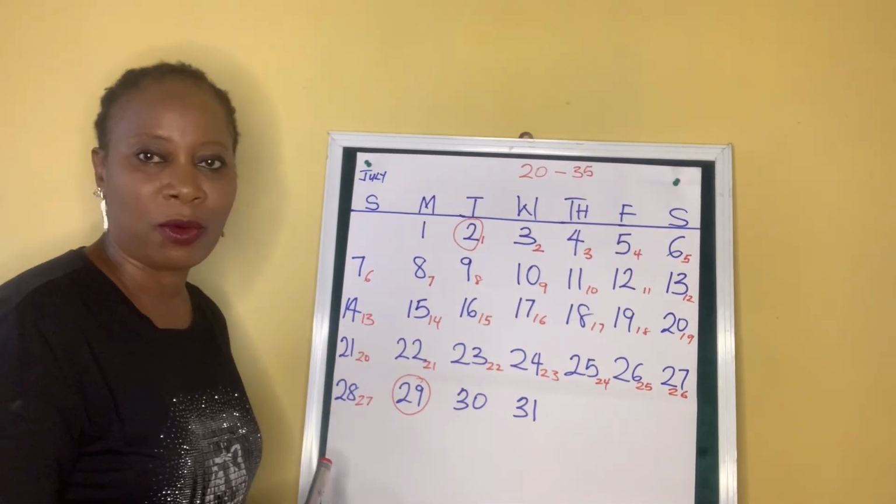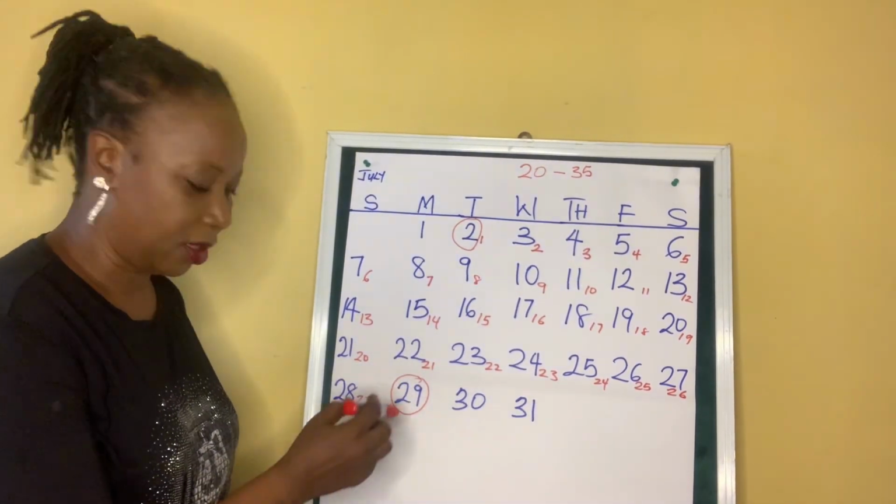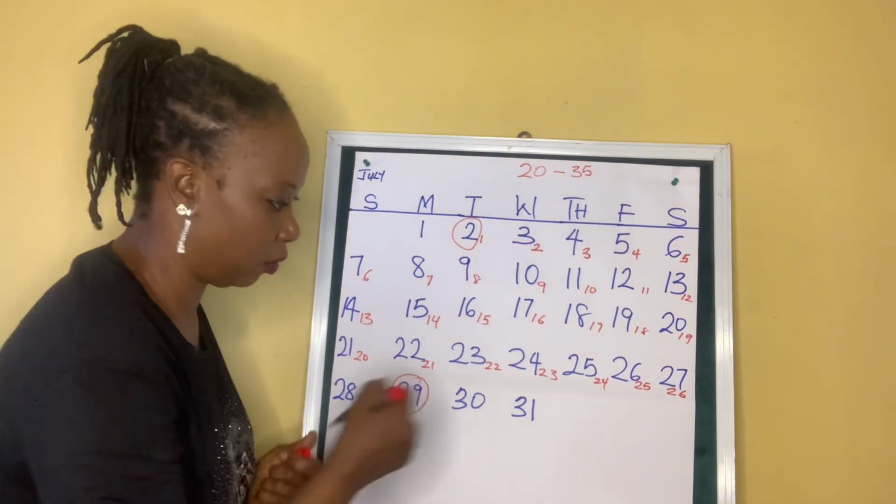So how do we now calculate ovulation? So I will write it out here, 27 day cycle.